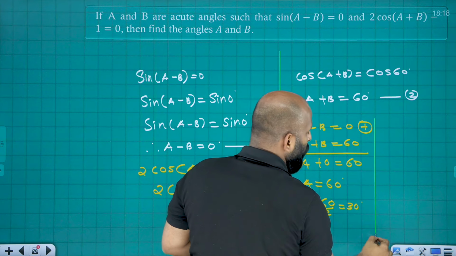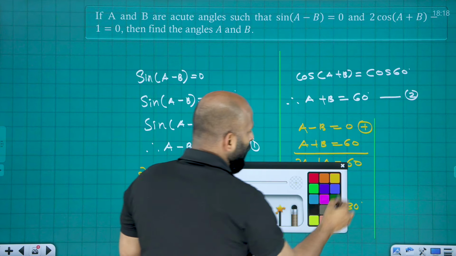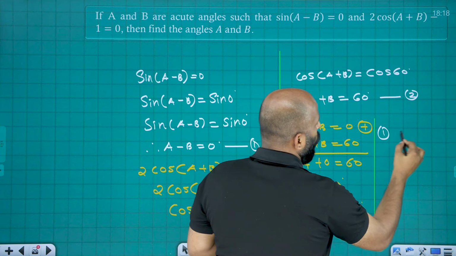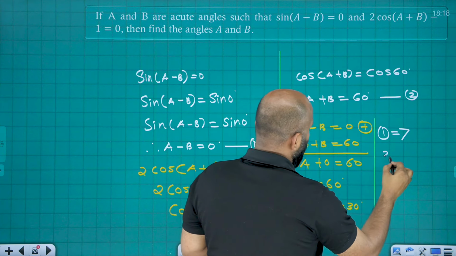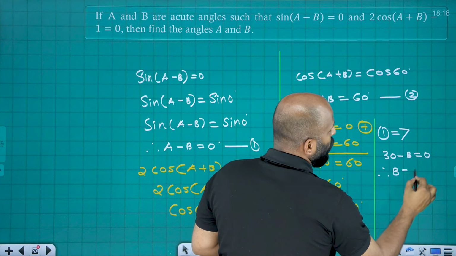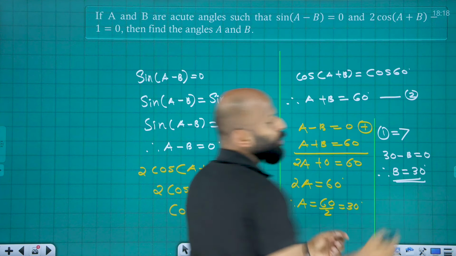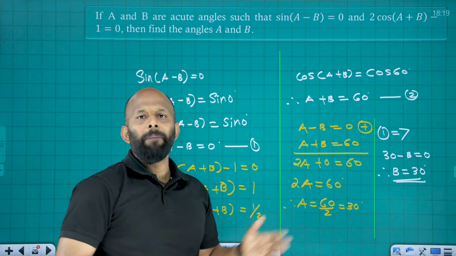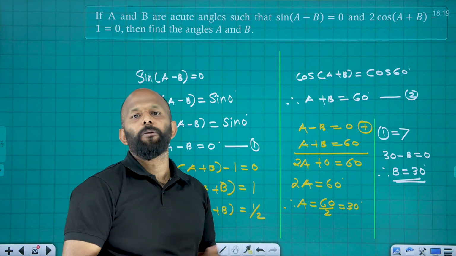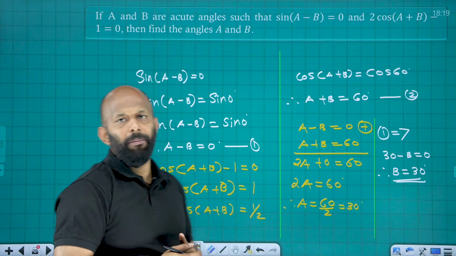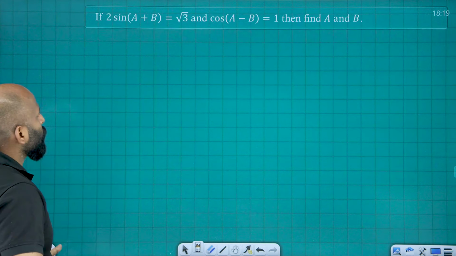Now, how to find the value of B? We can substitute in any equation. Equation number 1 implies A minus B, that will be 30 minus B is equal to 0. Therefore, B is also 30 degree. Hope all of you understood this question. This is a very, very important type of question you can expect in your board examination. So, we can move to the next question.